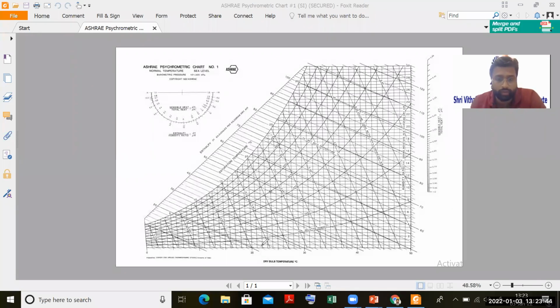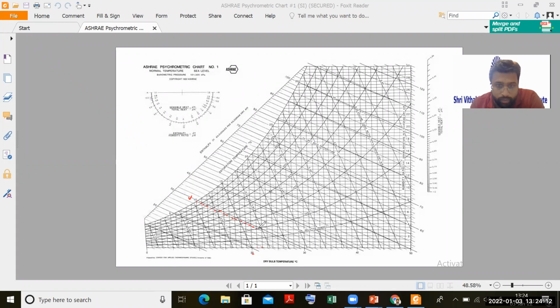First point was 22 degrees Celsius and 10 degree dpt. So here it is 20, as you can see, here it will be 22. And 10 degree dew point temperature we have to find out on the 100% saturation curve. So here it is our 10 degrees Celsius dew point temperature. So here I have to follow these lines. So here is the constant dpt line.